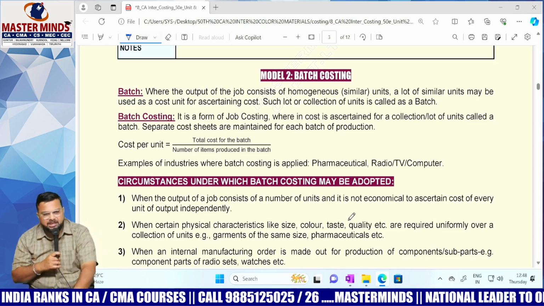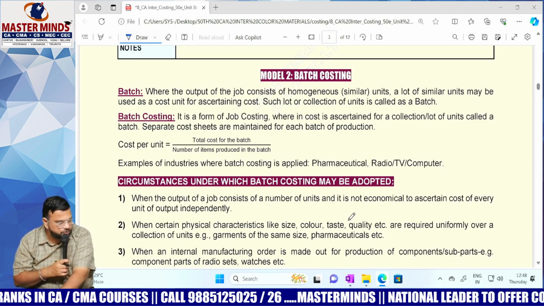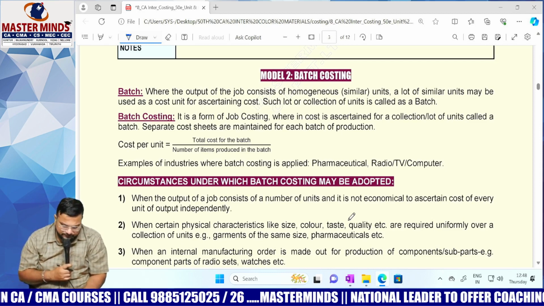Let us go to the theory part. Whatever the formulas are there, we will write them in the notes. Okay, right. Read the theory part.